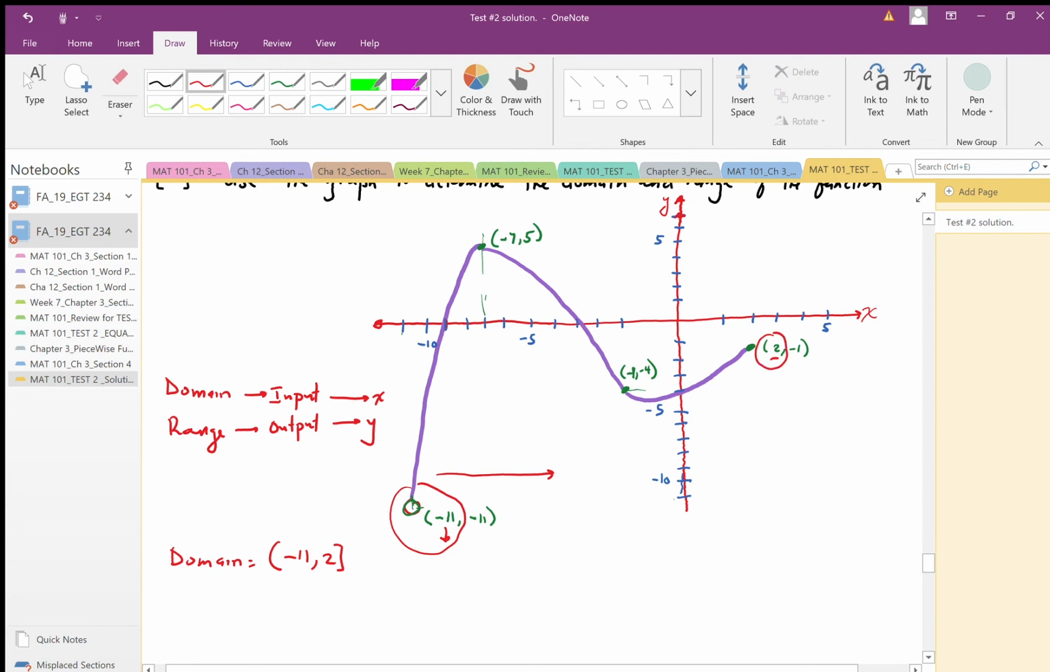For the range, okay, I'm looking at the y-axis. I'm looking how high is this graph, okay? So with that being said, again, it's an open circle here, so that's going to be open parentheses, negative 11, comma, and it goes a high of 5. A 5 right here. Again, the range along the y-axis, and that's 5. Okay, so that's typically your answer right there.